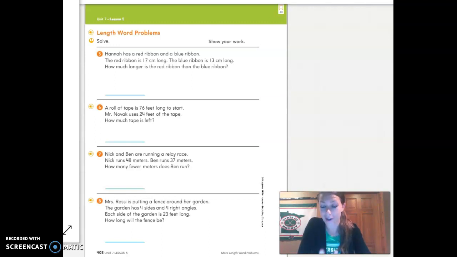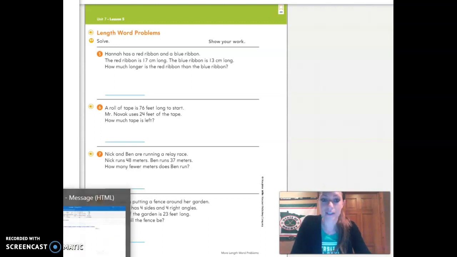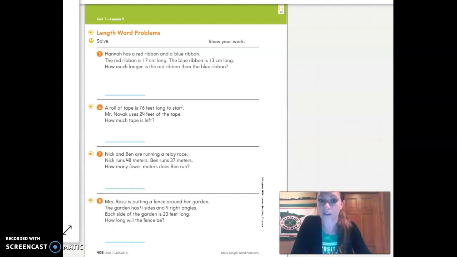But the next sentence says each side of the garden is 23 feet long. That means that every side of that garden is the same length. So what do we know about a square? It has 4 equal sides and 4 right angles, and each side is equal. Okay, so each side is the same length. So we know that the garden will be the shape of a square.